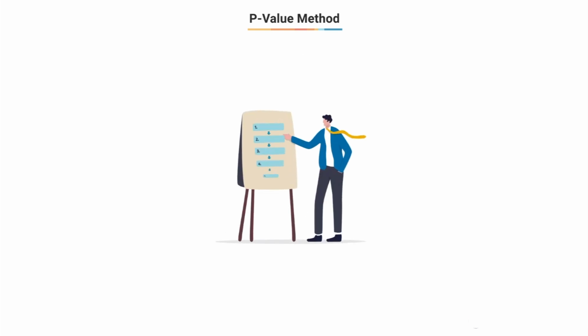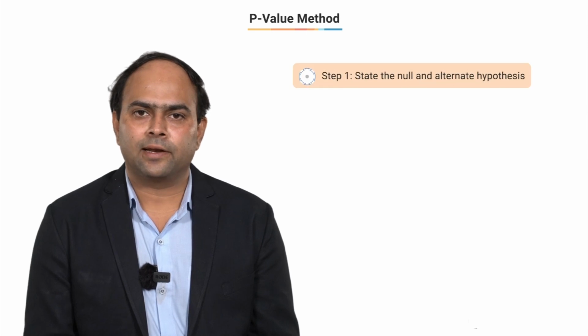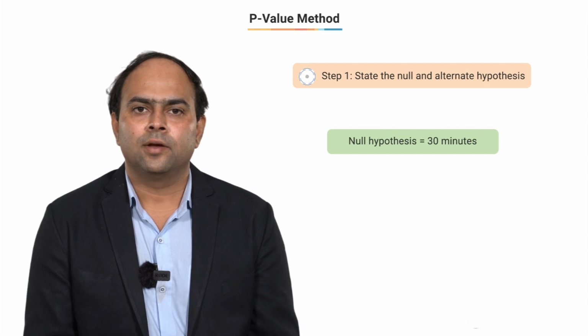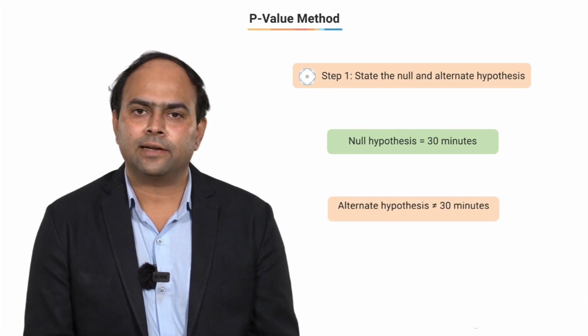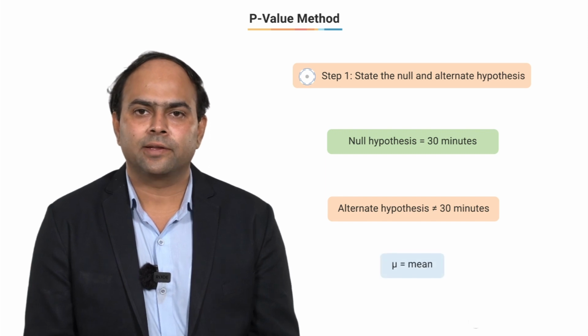We'll solve this step by step like we did for the critical value method. However, unlike the critical value method where we had 5 steps, we have divided the complete process of the p-value method into 4 steps. Let us explain what these 4 steps are. Step 1 is to state the appropriate null and alternate hypothesis. We know that the null hypothesis was that mu equals 30 minutes, and the alternate hypothesis was that mu was not equal to 30 minutes. Mu here is the mean.